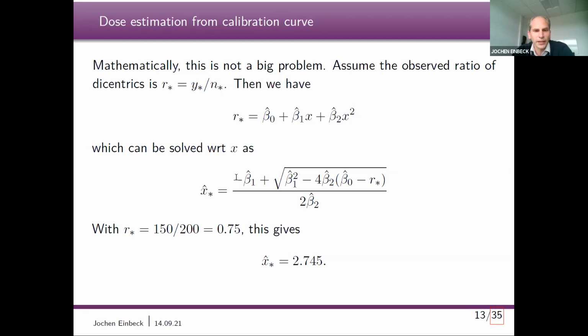And well, every student in year 9 or year 10 of secondary school should be able to solve this problem. So we just can put our estimates in from the calibration curve and our ratio, and we get, in fact, a dose estimate. So inverse regression is something quite simple, really, conceptually.